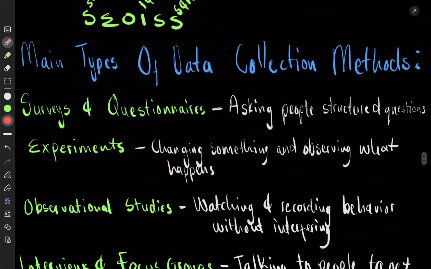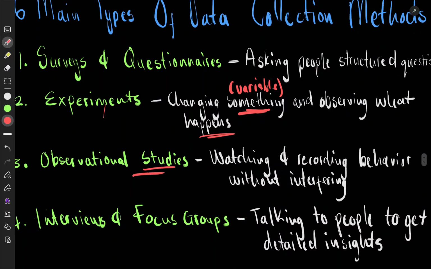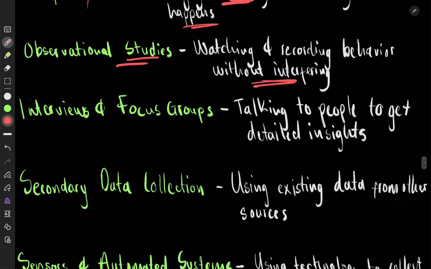So let's see, we said surveys is when you ask people structured questions. This is just a summary. Experiments, this is when you change a variable. A variable is something that can be changed. We change it and then we observe the effects of that change. Observational studies, it is when you watch and record behavior without interfering. You just watch, you don't interfere.